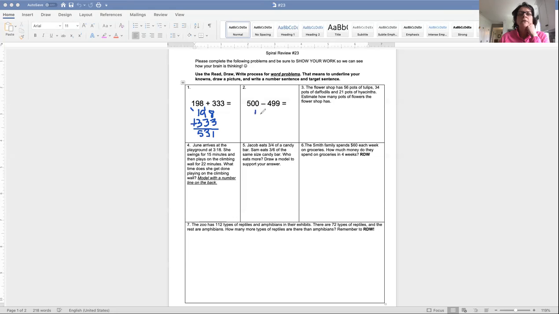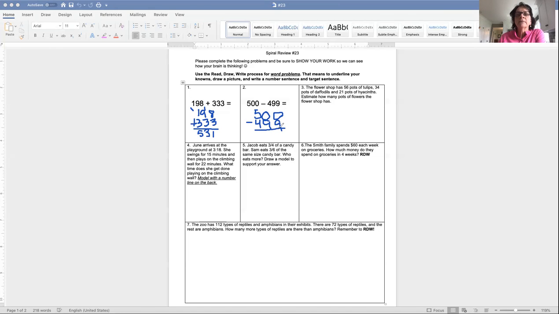Next one is a subtraction problem. 500 minus 499. Again, I'm going to change it to the algorithm. Okay, now I already can tell I'm going to have to subtract across zeros. And some of you might be smart enough to have looked at this and say, oh, Mrs. Reed, I already know the answer. But we're going to go through the algorithm.